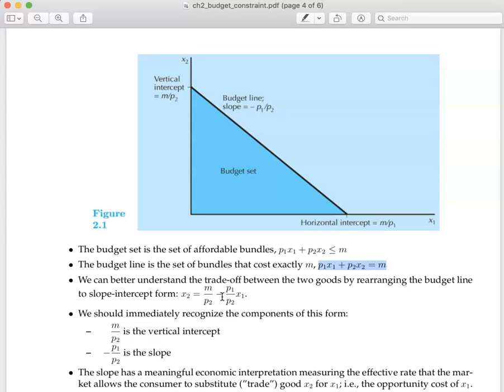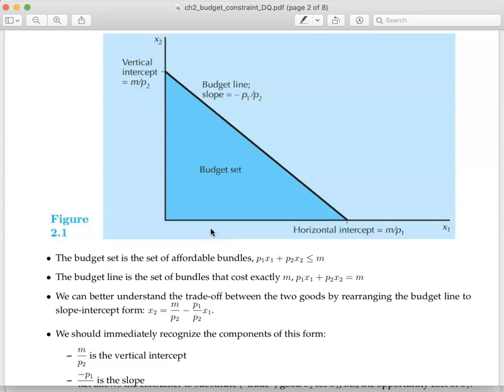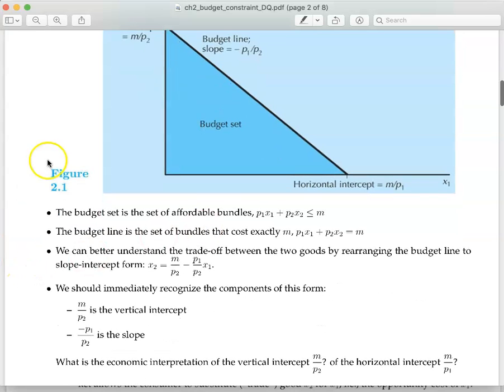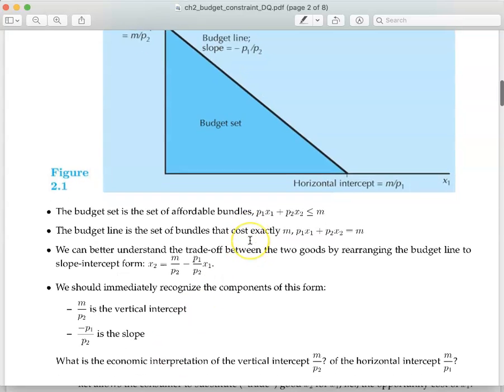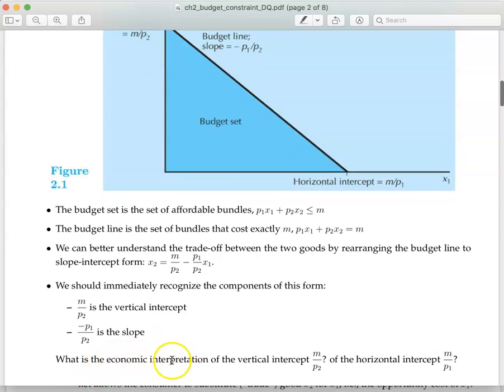Now, we're going to talk about the slope in a second, but I want to introduce another extension and implication question. Notice, here's a good example of how these in-class extension and implication questions work. You're seeing exactly what you had in the notes, and I repeat the notes up till this point, and then I ask the question: what's the economic interpretation of the vertical intercept, M over P2, and of the horizontal intercept, M over P1? Straightforward question. Just give me the economic interpretation of those two quantities.